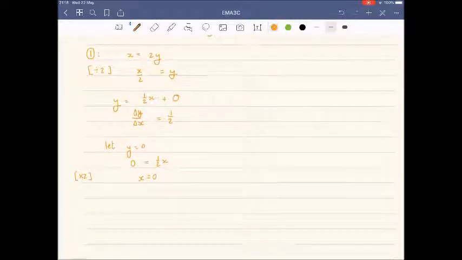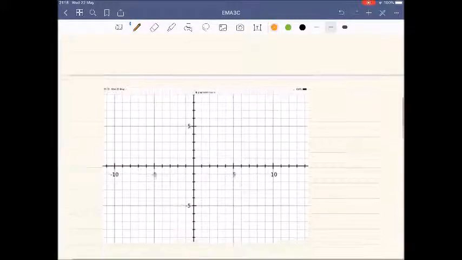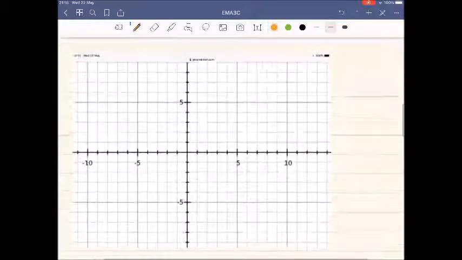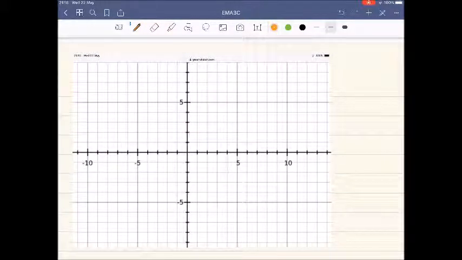So I can go back to this graph. Now I know it goes through the origin, so I know that this is a point. And I know that for every 1 increase in y, there is a 2 increase in x. So this is a 1 increase in y. It means that there needs to be a 2 increase in x. So that is the point there. Let's get our straight line, and let's draw it straight through. Cool, and we'll label this graph 1.